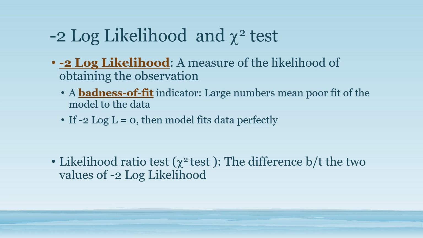When we compare the target model with any of the alternative models, we will compute the chi-square. We will conduct the likelihood ratio test. That is the chi-square test. The chi-square test is the difference between the two models. One is the target model, the other one is the alternative model. We will compute the difference between the two values of -2 log likelihood. If the difference is significant, we will say that one model fits the data significantly better than the other model.